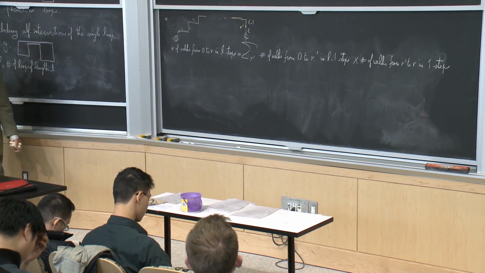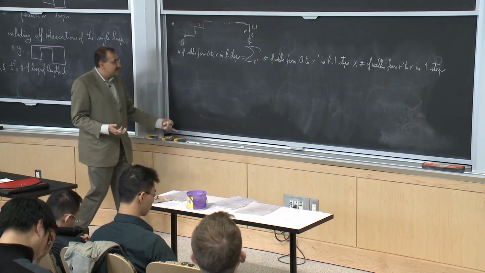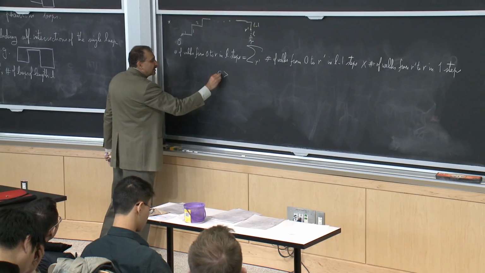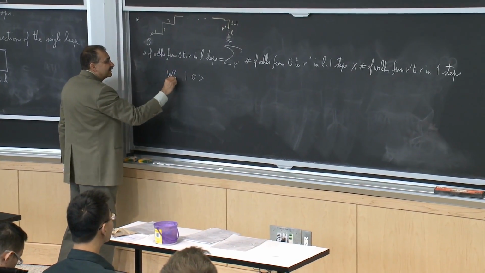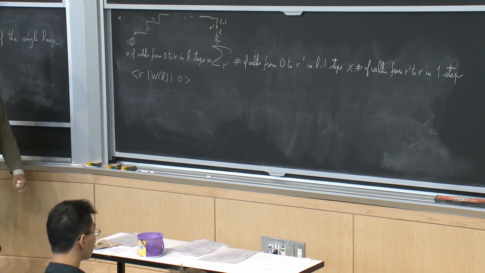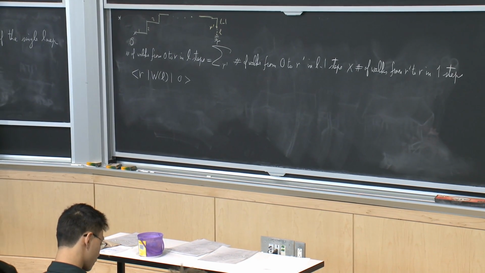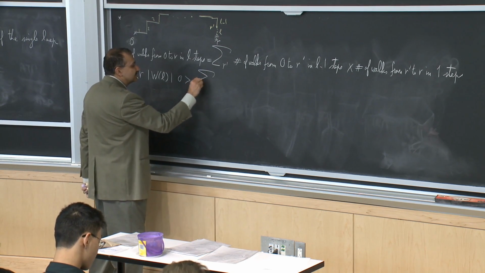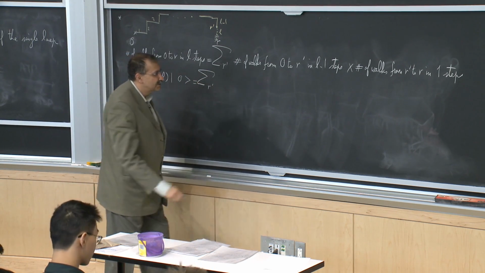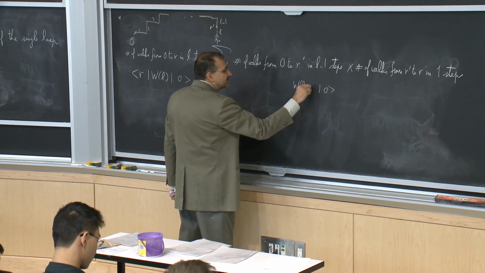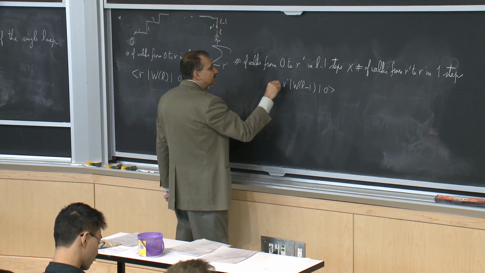Okay? Now I can convert that to mathematics. This quantity is: start from 0, take L steps, arrive at r. By definition, that's the number. And what it says is that this should be a sum over r prime. Start from 0, take L minus 1 steps, arrive at r prime.